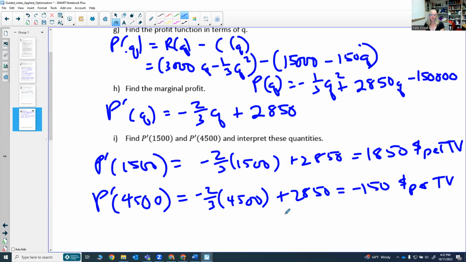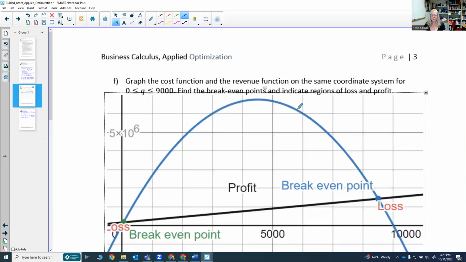So the interpretation of these two values is if you make and sell around 1,500 TVs, your profit will be increasing because this profit derivative is positive. If I'm making and selling 4,500 TVs, then my profit will be decreasing because the derivative is negative. It still will be positive because we're in the profit section, but you will now be making less profit for each one you sell.